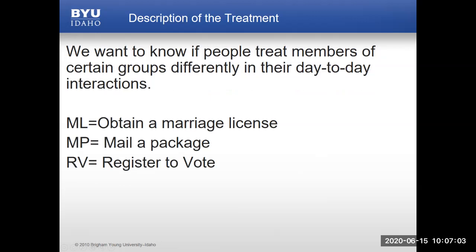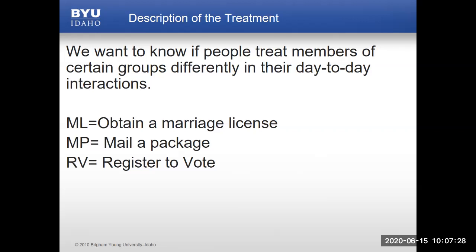So the idea is that it lets us see if there's some kind of bias, right? At the time, it was against the law for same-sex couples to legally marry. So I have in here obtain a marriage license, right? So you would say, well, maybe people didn't want to help an openly gay person obtain a marriage license because that's illegal.